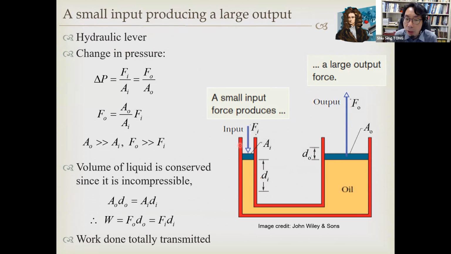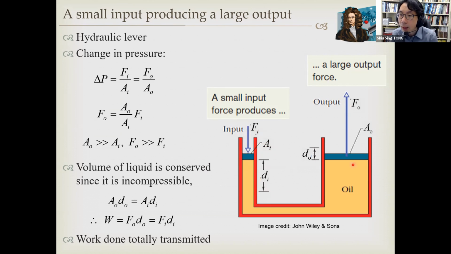Now consider this container. This container consists of two cylindrical volumes. This cylindrical volume has a small opening. The area is small. I denote this area by A_i. And there's a piston here for me to apply the force. The applied force, the input force, is applied here, and it's called F_i. And the area of the piston here is A_i.